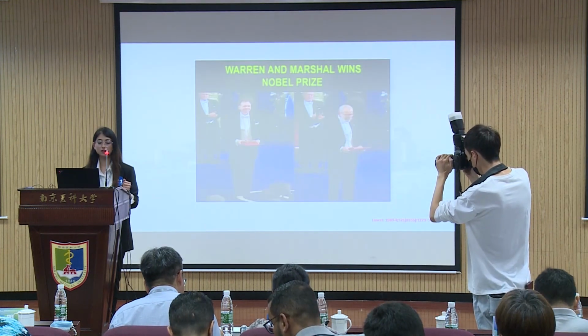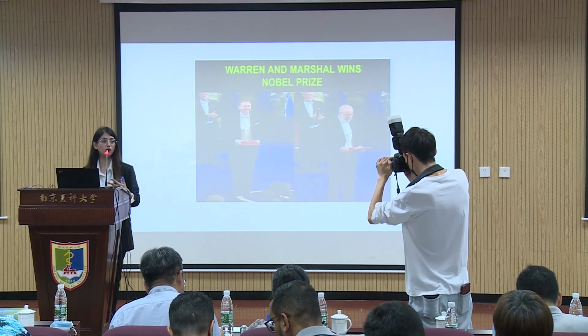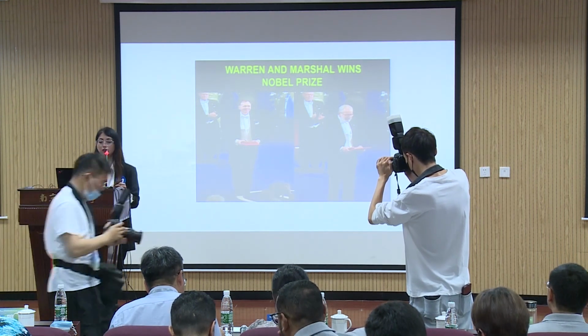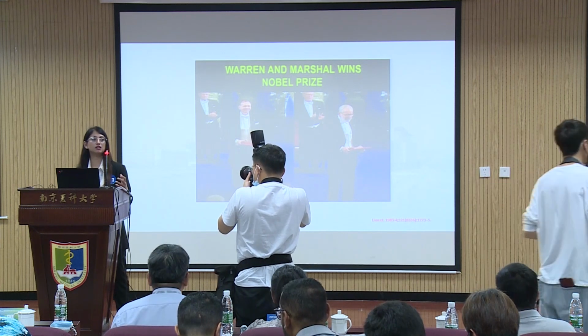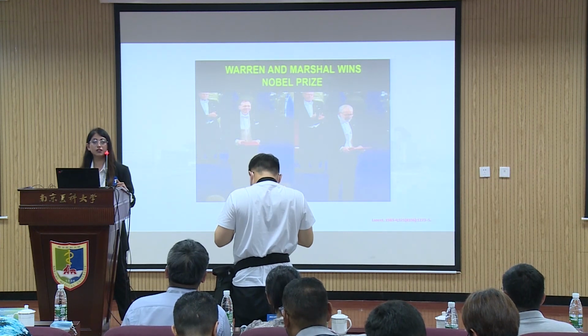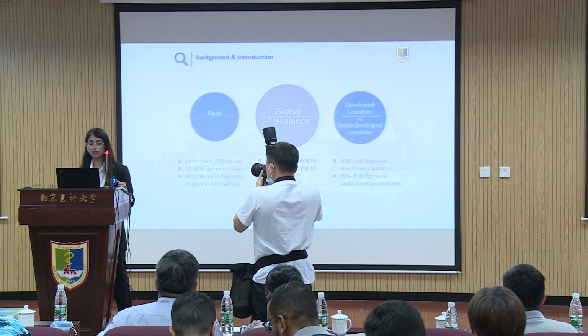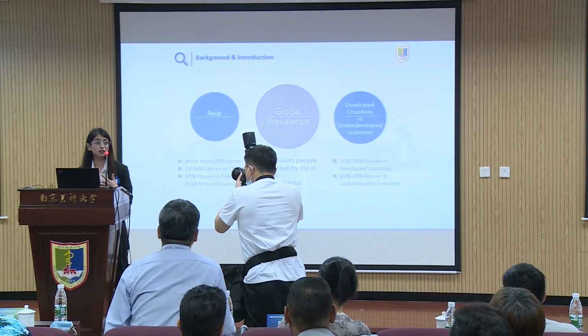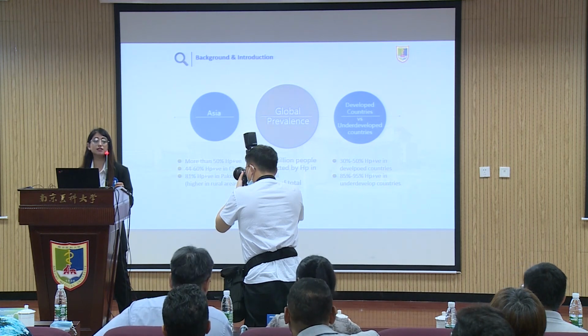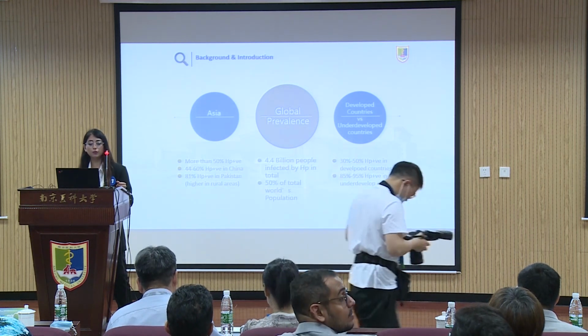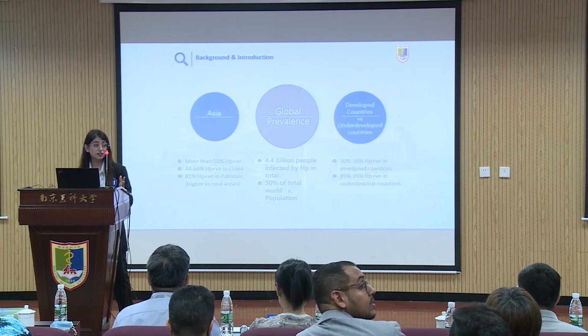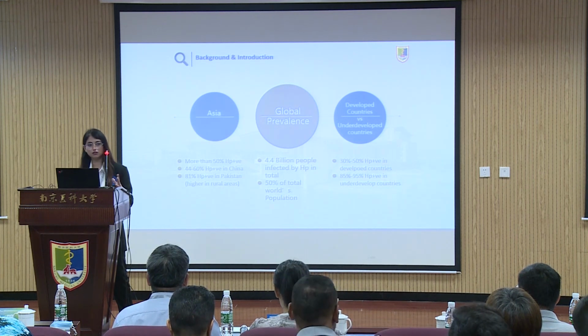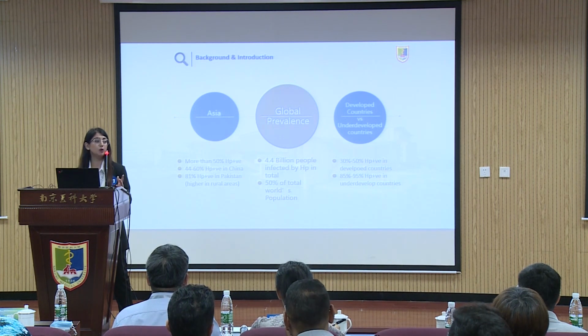Firstly, I'll talk about the background, just to know about the bacteria which I'm talking about. Warren and Marshall were the first scientists who discovered this bacteria in 1983. The reason I'm doing this research is that the global prevalence of this bacteria and this infection is very high. About 4.4 billion people are infected by the HP infection, which is about 50% of the total population.